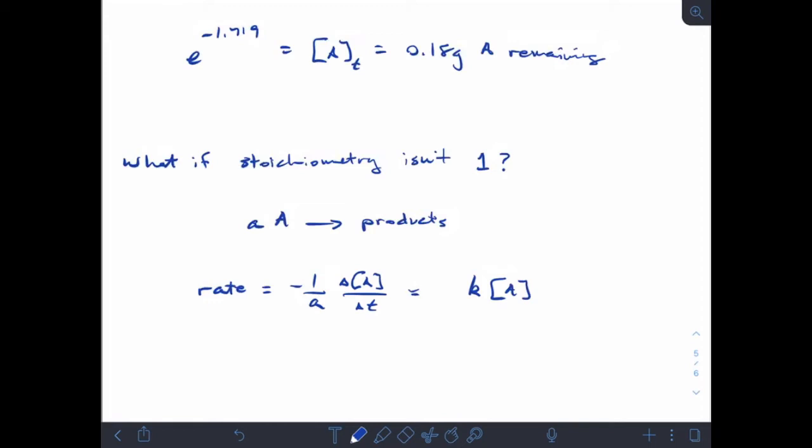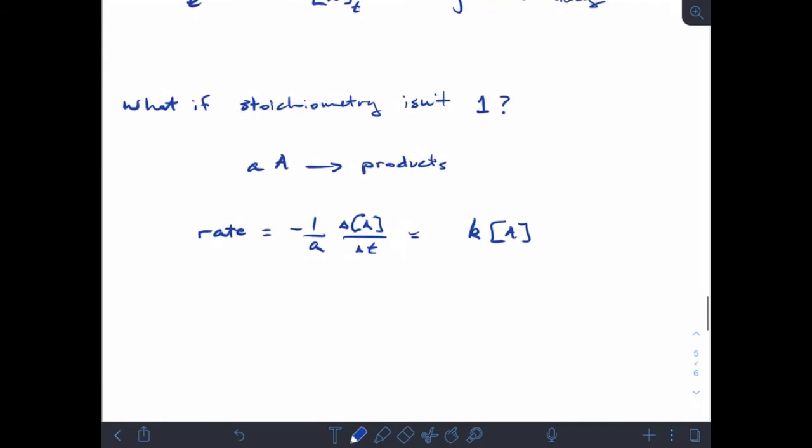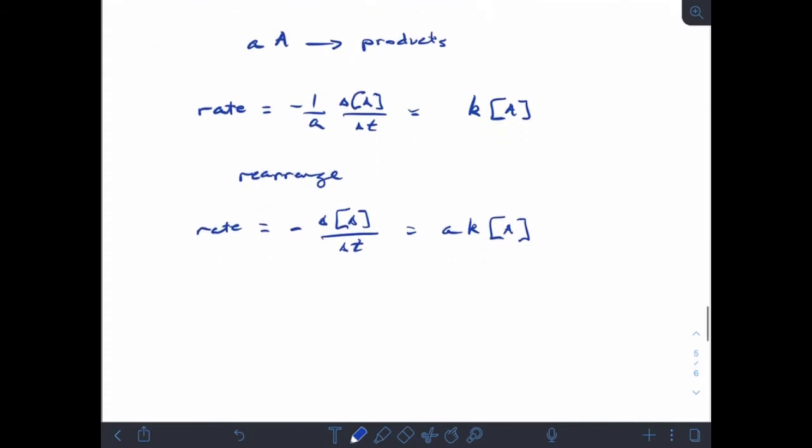So still looking at a first order scenario here, okay? If I rearrange this equation, I'm going to move things around a little bit, and I can say the rate equals negative delta A over delta t equals aK. Okay, see that wonderful math magic?